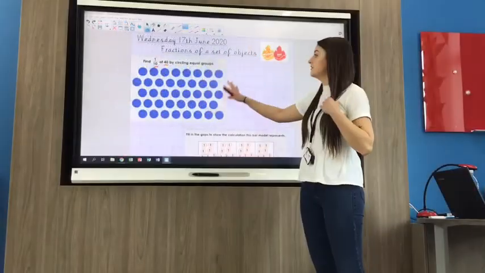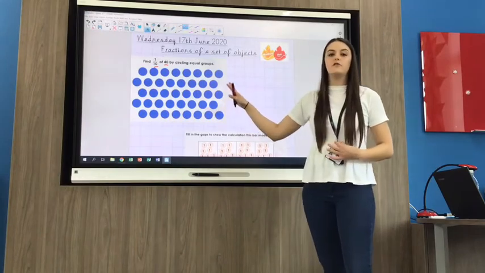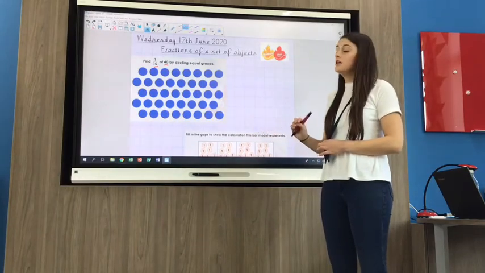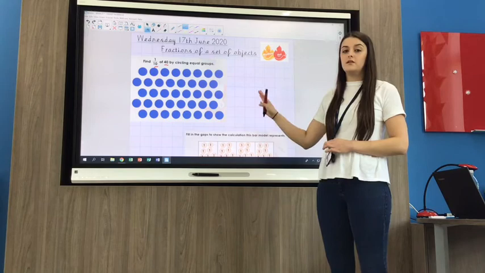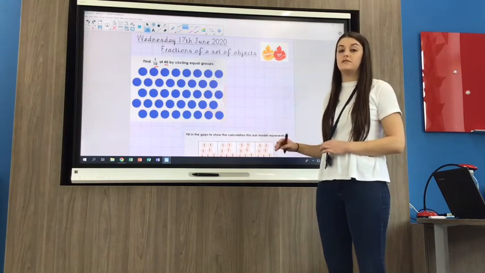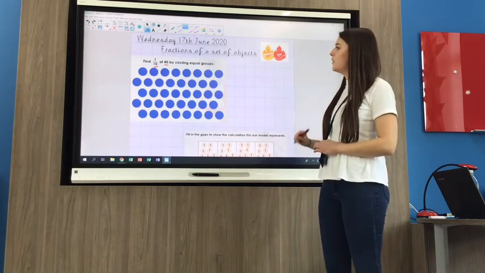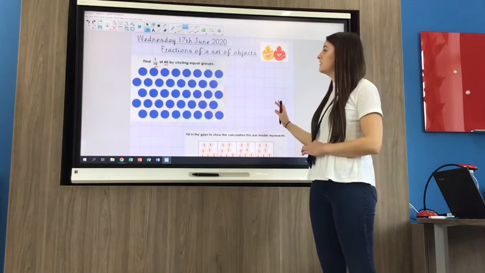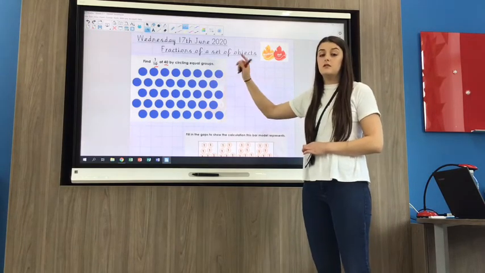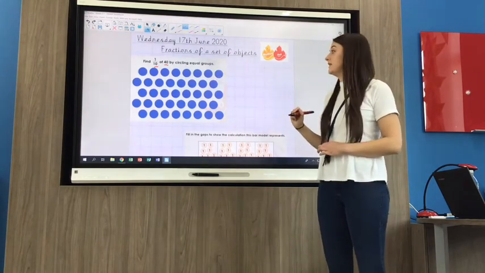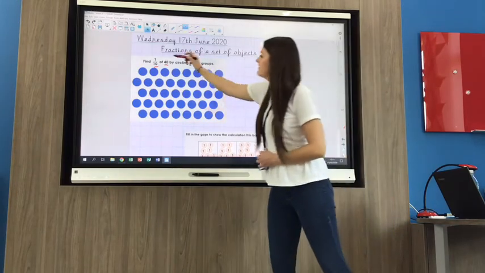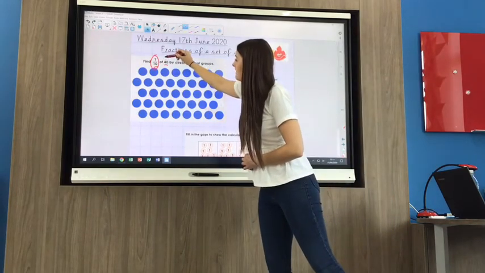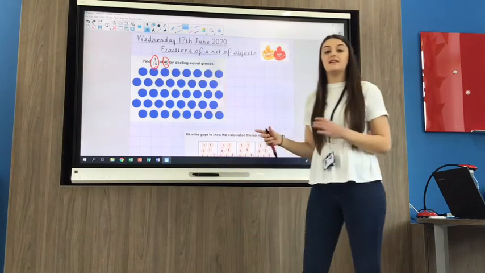Right, okay, so let's look at this one. Now this one looks a little bit overwhelming because I've got so many counters. So let's take our time, read the question, and we'll probably end up doing it as a number sentence. So, find 1/10 of 40 by circling equal groups. So I know you need to circle lots of equal groups here. Now, let's have a look at these fractions. I've got 1/10 and then I've got the number 40 I need to use there.